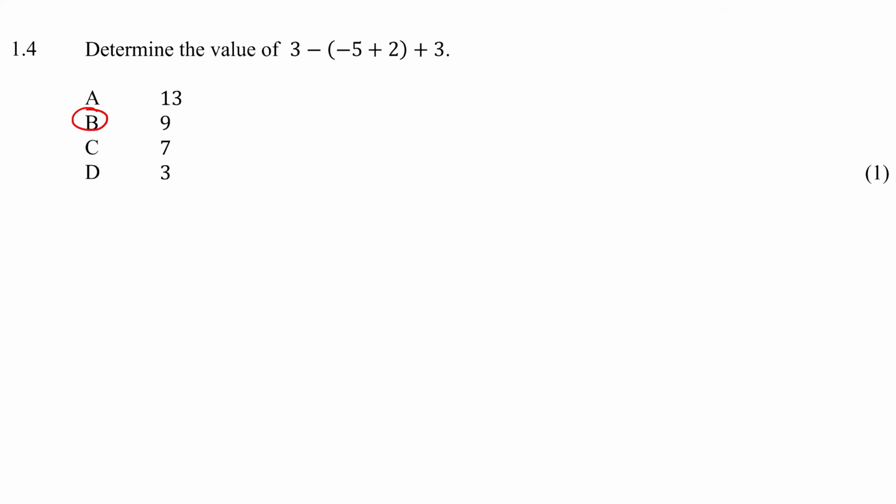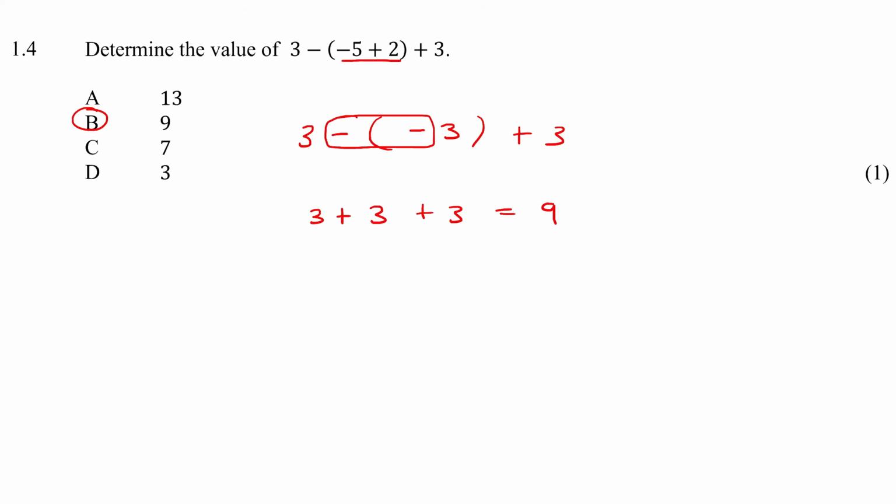You would leave this negative alone, so you'll just say 3 minus. Now, inside here, what is minus 5 add 2? Well, minus 5 add 2 is minus 3. Now, here we have a minus and a minus next to each other. That becomes a plus. So we're going to say plus, and then plus 3, and that'll give you 9.